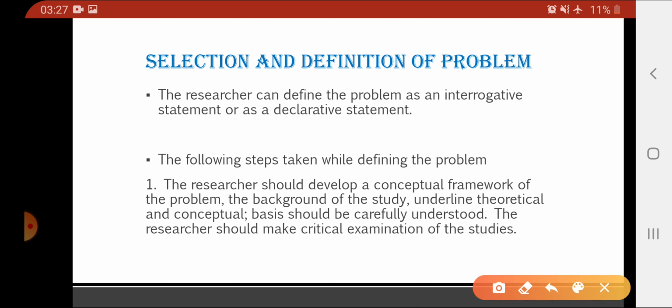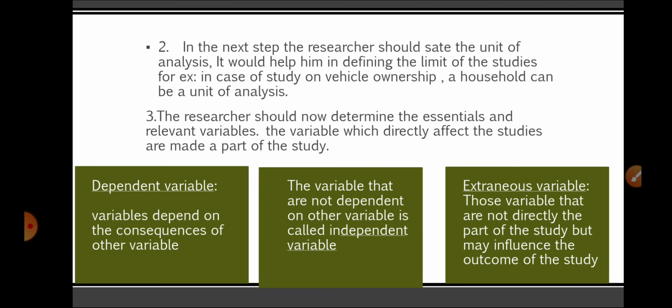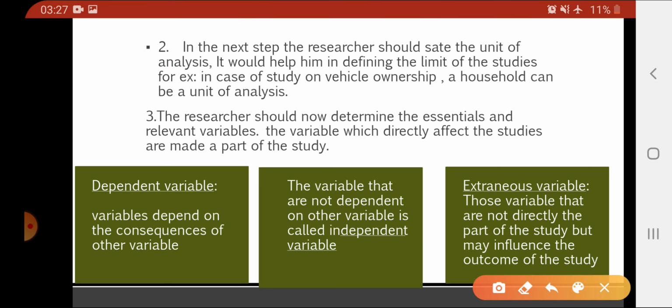He has read many existing books and studied many theories regarding that. His concepts should be clear. He has done a background study, and then he makes a critical examination of the studies. In the next step, the researcher studies the unit which is to be analyzed. For example, if we study vehicle ownership in a particular area, we make sure we take the household as the unit of our analysis.